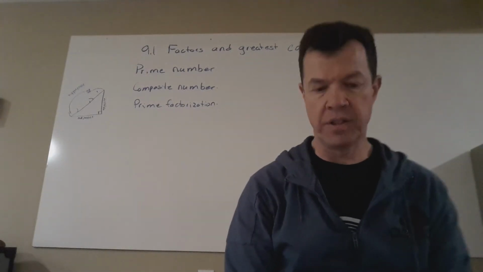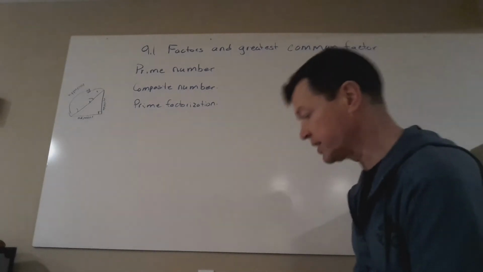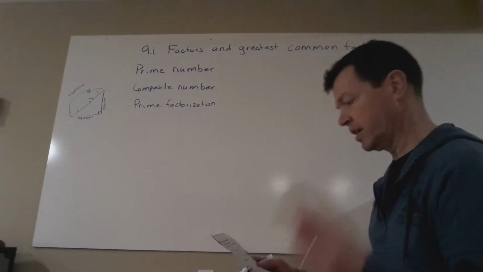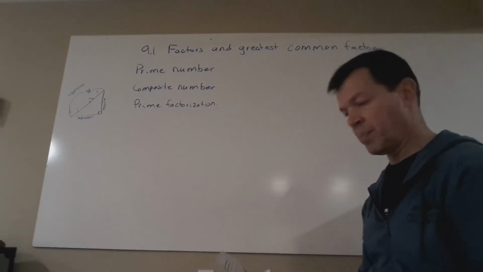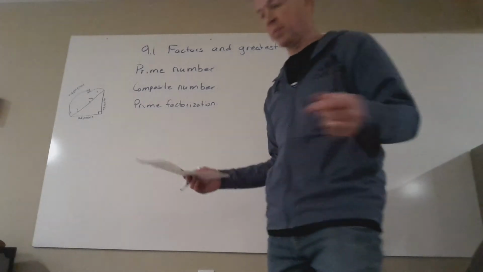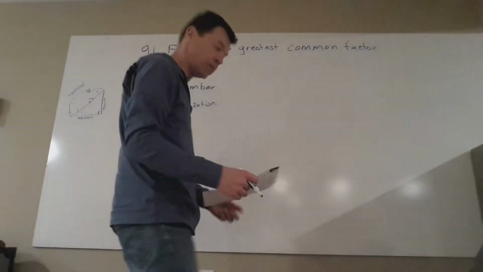Hello, here we are starting chapter 9, section 9.1, and that deals with factors and greatest common factor. We'll start out with three definitions: prime number, composite number, and prime factorization. Prime factorization is where I want to put most of my emphasis. That's what we're going to be doing more of today.